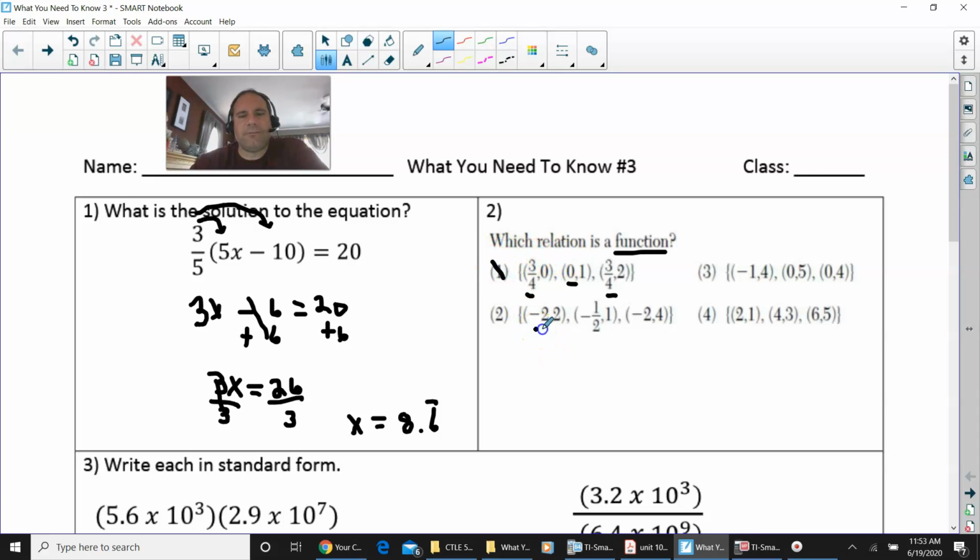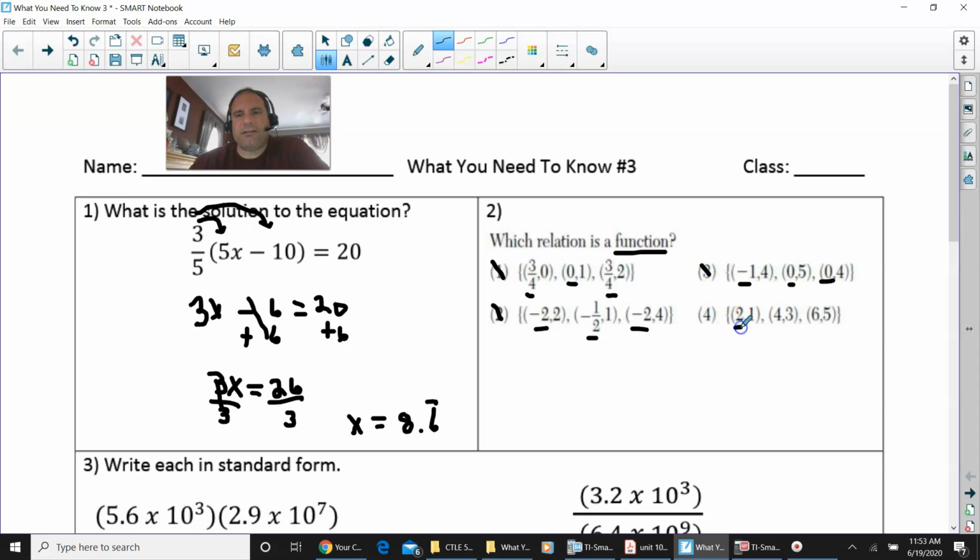Let's go to number 2. -2, -1/2, -2 again. -2 goes to 2, -2 goes to 4. Again, the same x going to different y's. That is not a function. Let's go over here, -1, 0, 5, and 0, 4. Again, that 0 goes to 5 and 0 goes to 4, so that means it is not a function.